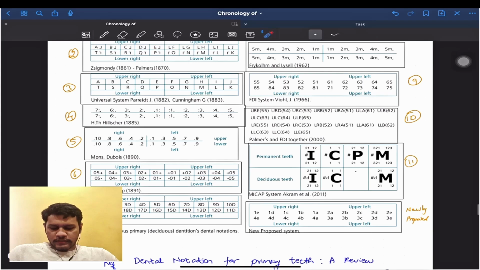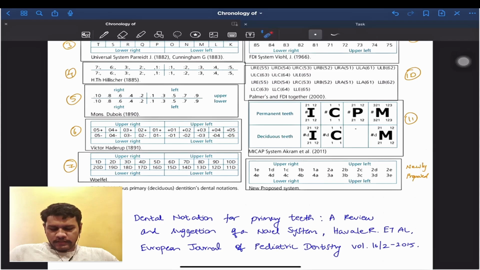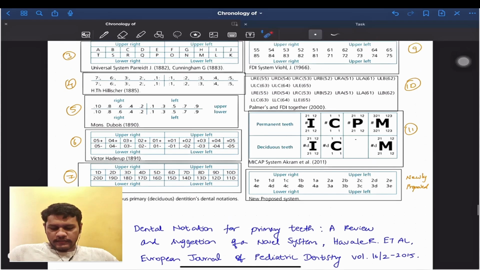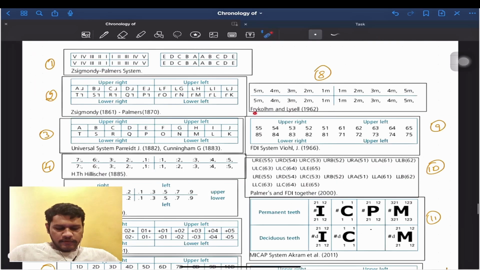Next comes Hillischer. This is also a classification, though it's mostly not followed. Then Mons Du Bois makes a point about Victor Haderup. In 1891, he gave the system with a plus or minus to indicate the jaws. The plus is for the upper jaw, the minus is for the lower jaw. Make a note of it. This might come in the exam. Next is the Öllfeld system, Freichlom and Lysel.